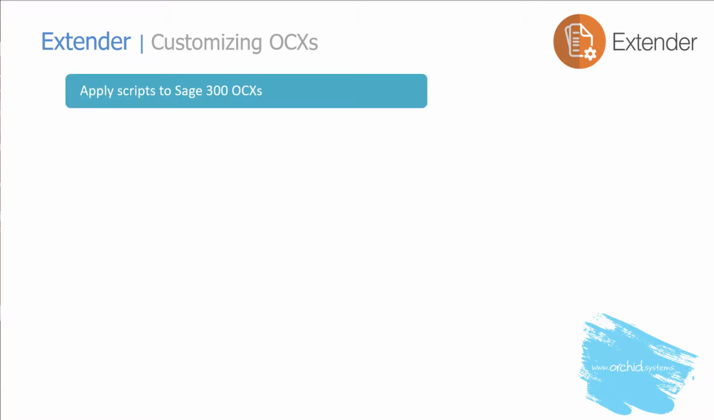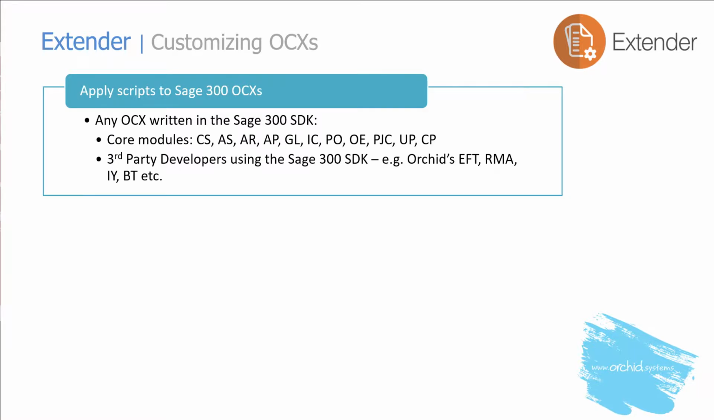With Extender PU4 and above, we are now able to customize the OCX. You can apply Extender scripts to Sage 300 OCXs. You can apply these scripts to any OCX written in the Sage 300 SDK. This refers to the core modules, so common services, admin services, accounts receivable, accounts payable, GL, IC, PO, OE, project and job costing, and the 2 payrolls, US payroll and Canadian payroll.